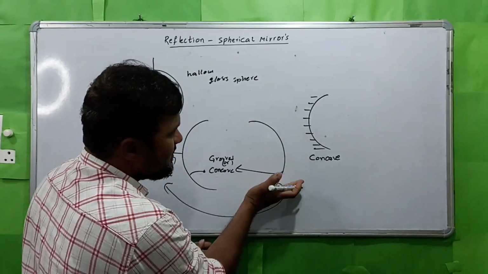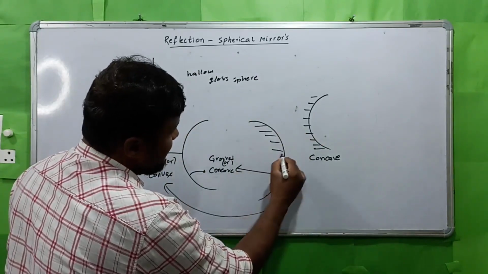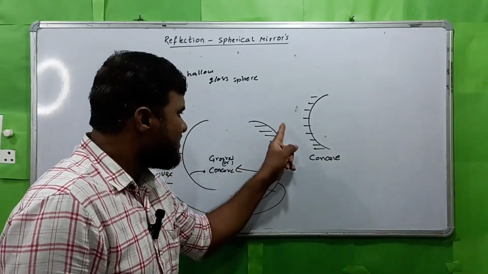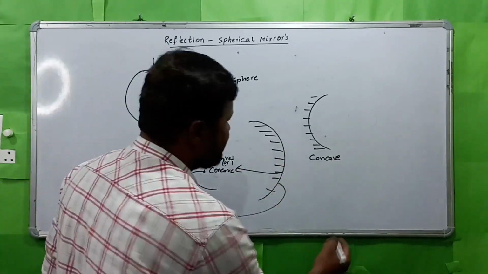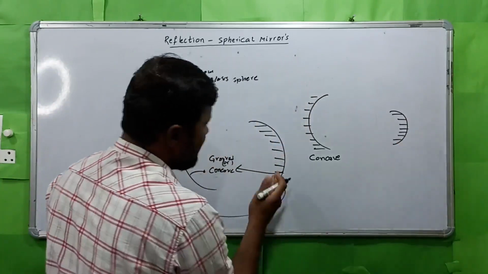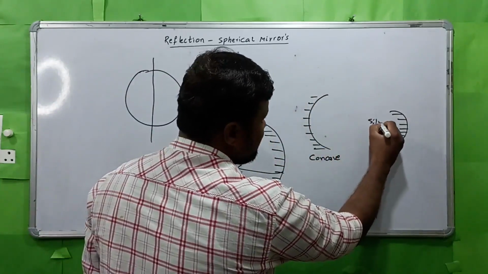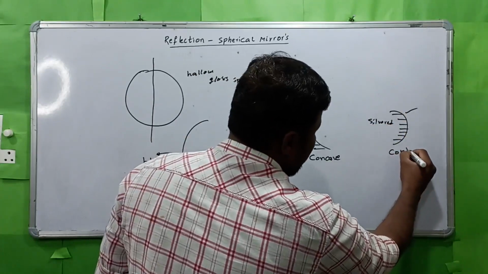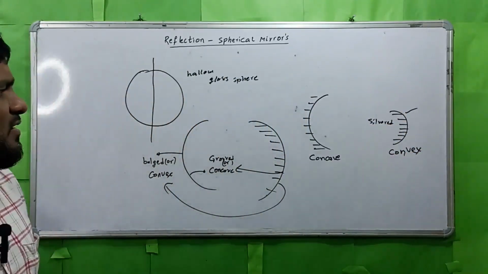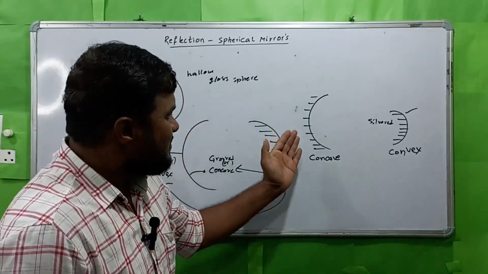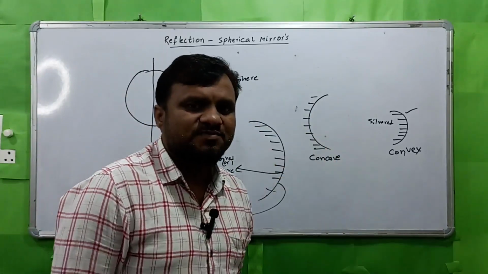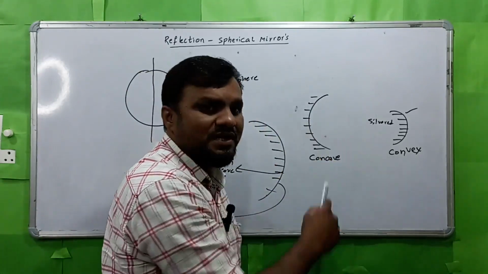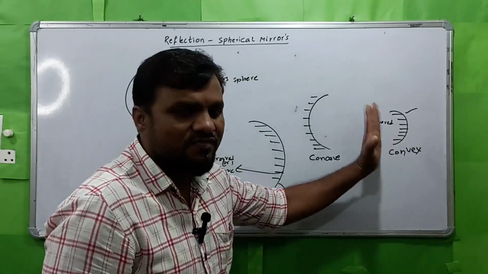Suppose I take this part, if I silver the concave side like this, now all reflections take place from the convex side. As a result, this mirror acts like a convex mirror. Simply we can define the mirror: whichever side the reflection takes place from, that side is the name of that mirror. Here concave side reflection takes place, concave mirror. Here convex side reflection takes place, convex mirror.